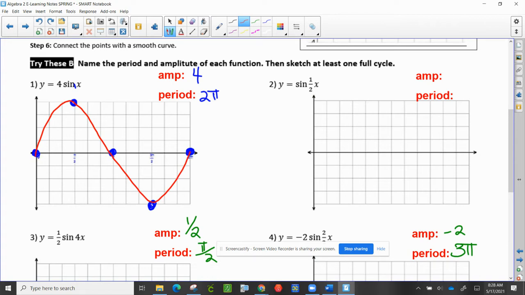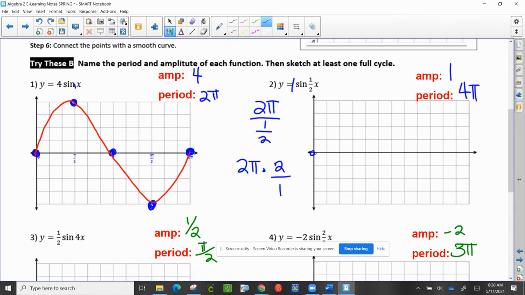Okay, so watch me do it again. Number 2, again, my amplitude would be my number in front. So that's just a little imaginary 1. To find our period, we take 2 pi and divide it by the b value. So that'd be 2 pi divided by a half, or again, 2 pi times the reciprocal, 2 over 1. So that should end up being 4 pi.